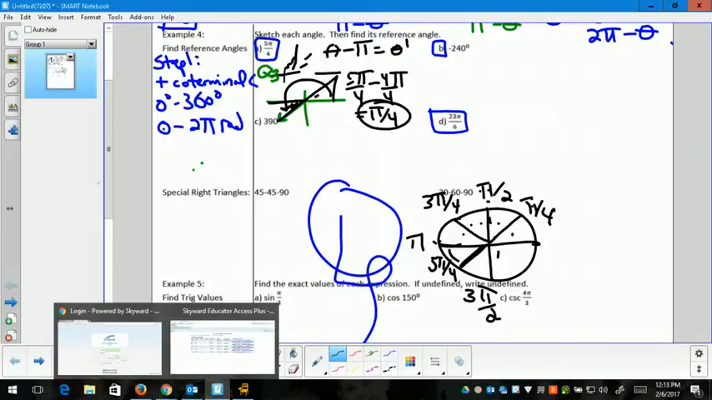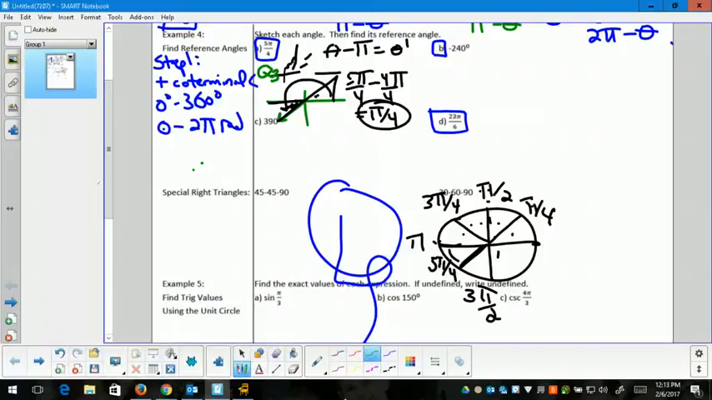For letter B, negative 240. Well, I know that first off, that's not between 0 and 360 degrees, so I need to find a coterminal angle. I'm going to do that by adding 360 degrees. So that's going to be 120 degrees would be its coterminal angle. So 120 degrees is going to sit right in here. Okay, so it's in quadrant 2.